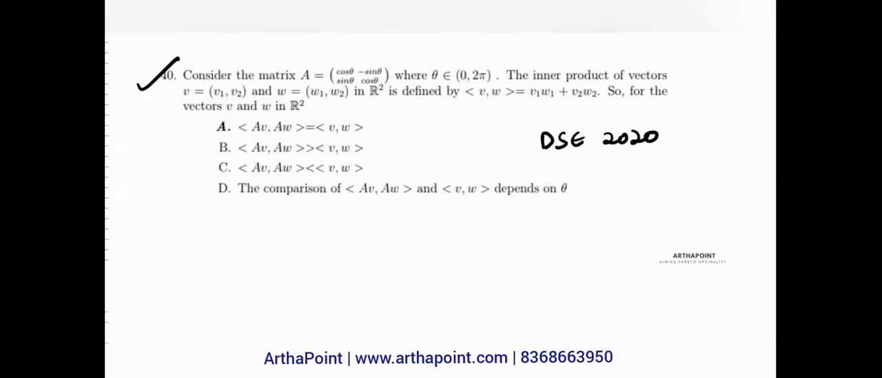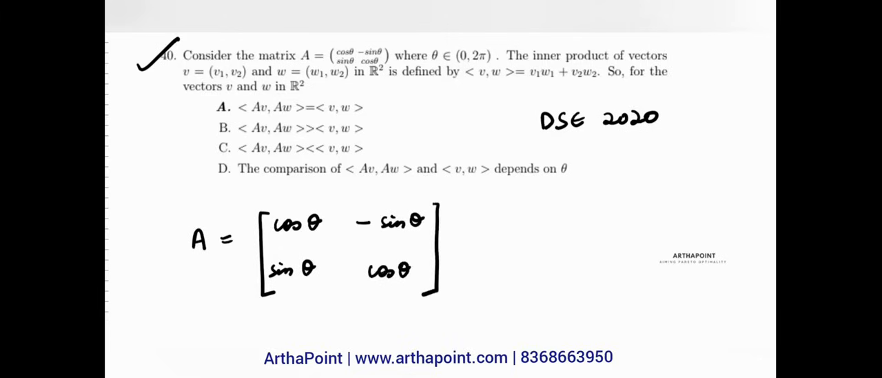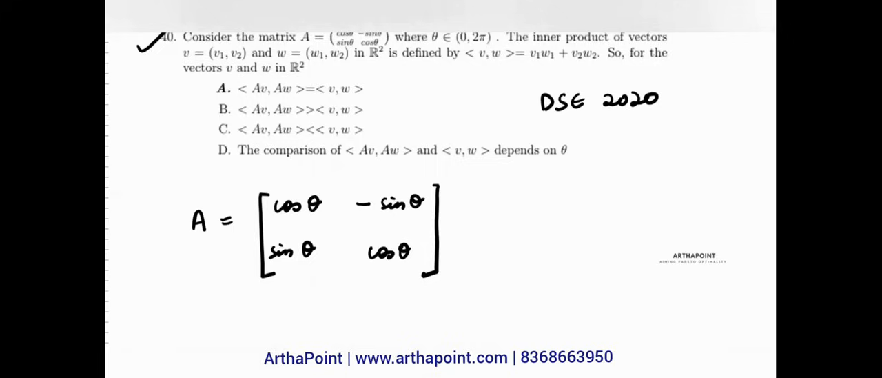2020, question number 40. Let's see what the question is saying. It says you're given two vectors V and W, and you're given a matrix A, and the matrix A is cos theta, minus sin theta, sin theta, cos theta. So first of all, it says find out what is going to be AV.